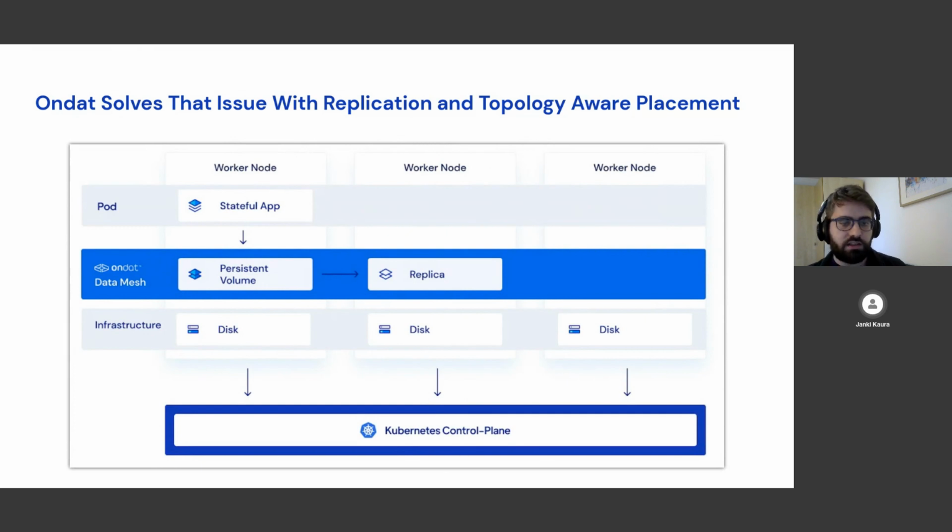An extra thing that Ondat does to make sure that your data is always available is by making sure that those replicas have topology-aware placement when they're getting created. So all these worker nodes are actually in different AZs, and the replicas and masters, and if you have another replica as well, it would make sure that they're all in different availability zones.